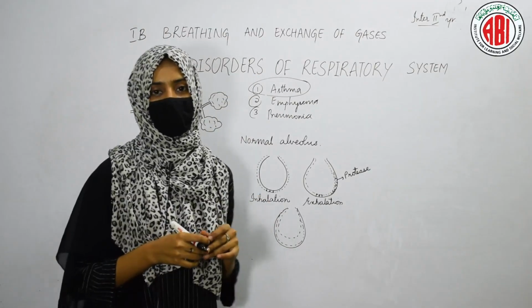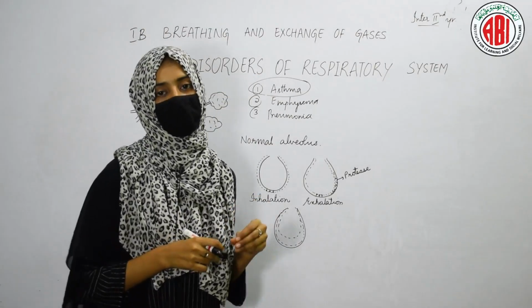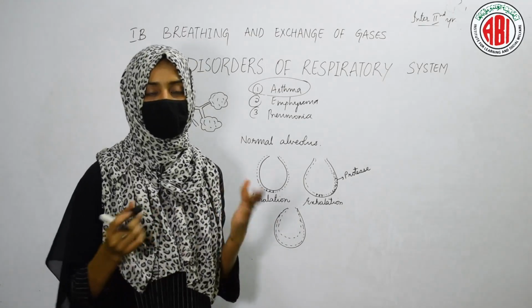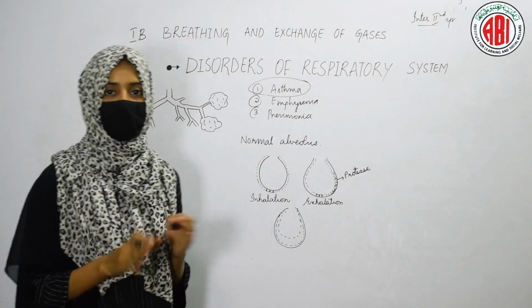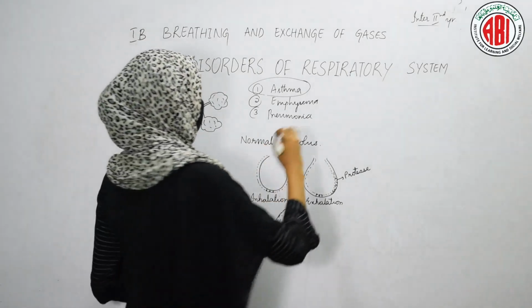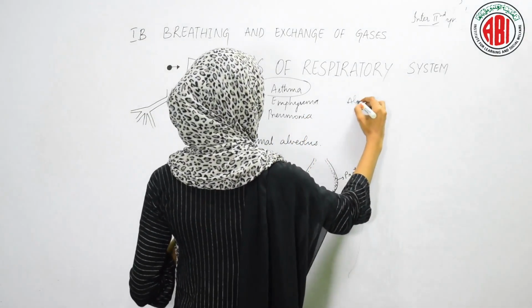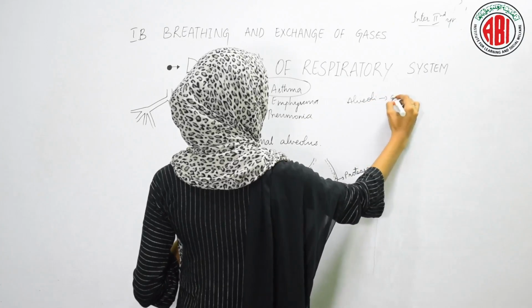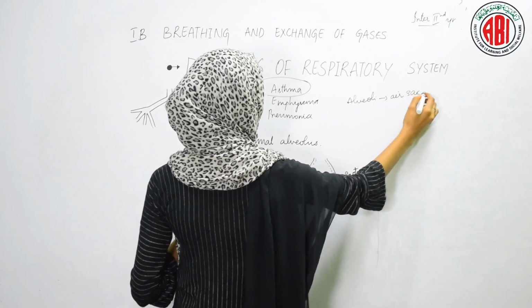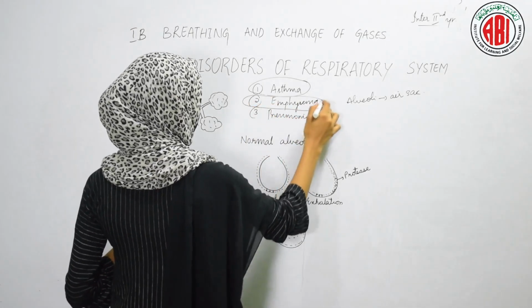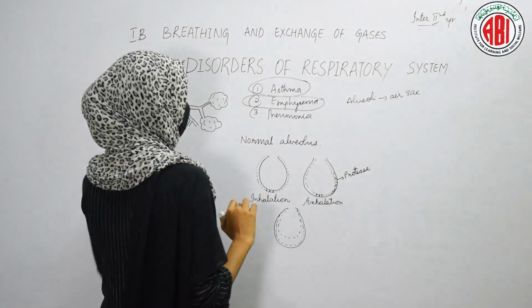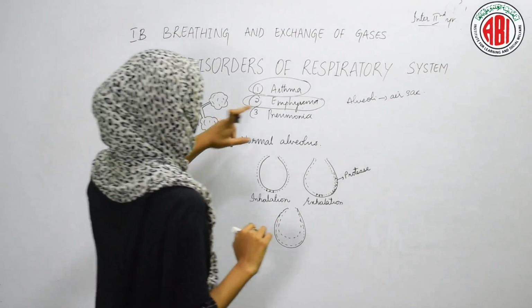From the starting of this chapter, we are learning that some air sacs are present in our lungs that are functional units that help in the gaseous exchange. They are nothing but our alveoli. So alveoli are the air sacs that are present in our lungs, which help in carrying out the process of gaseous exchange. Now we are going to discuss another respiratory disorder, that is emphysema.